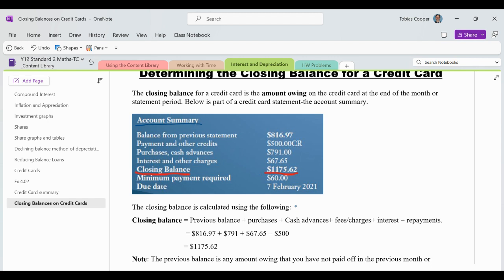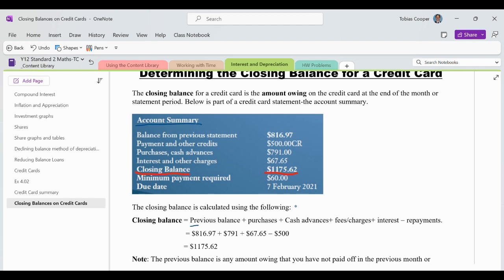So previous balance plus any purchases you've made, plus any cash advances. That means any cash you've taken out of the ATM or from a shop. And then they add any fees or charges on the statement, then add interest as well, and subtract any repayments that you've made. So if you put any cash onto the card to pay off your credit card, that's counted as a subtraction. So let's have a look at how this works from the account summary.